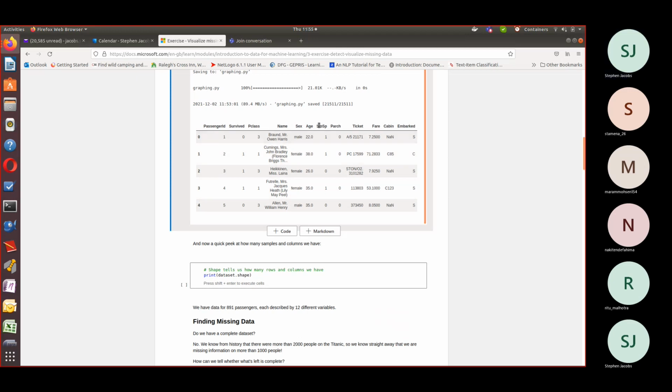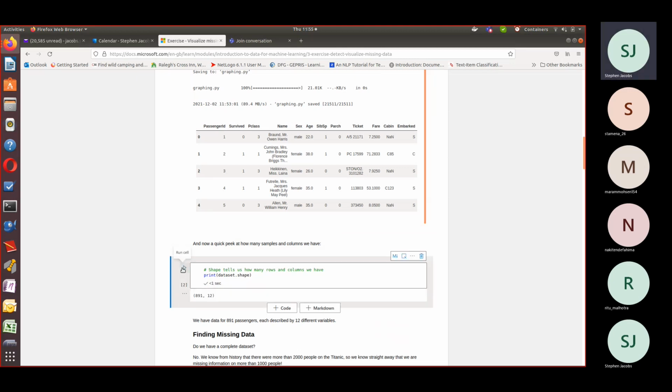Okay, let's have a look at this data. Yeah, and now a quick peek of how many samples and columns we have. This gives us the shape of the data. So we've got 891 rows and 12 columns.